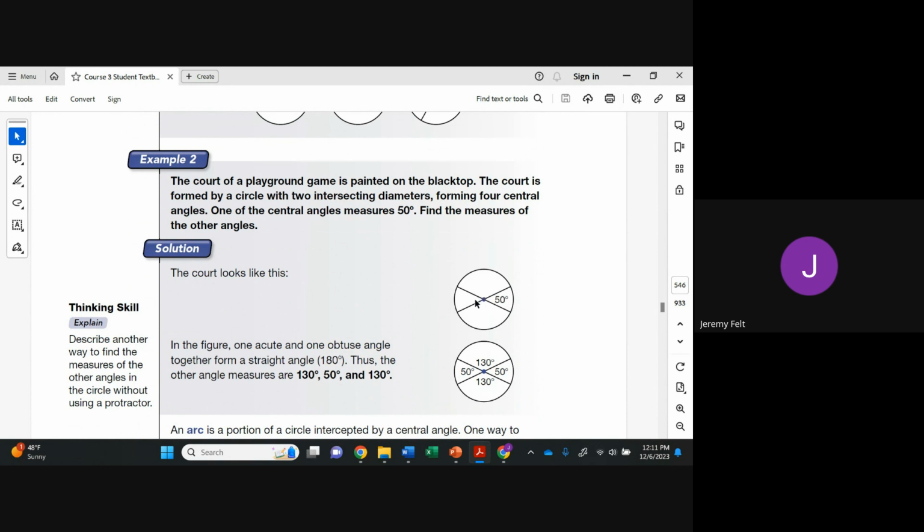Both acute angles are going to be the same because they're vertical angles, so 50 and 50. These are supplementary, so they have to add up to 180. So 130 plus 50 equals 180. And then we know both obtuse angles have to be the same because they're vertical angles. So we're just given one, but then we can quickly find the other 3. So 50, 50, and then 130 and 130. Because they have to add up to 360, which we know is 180, 180, 360.